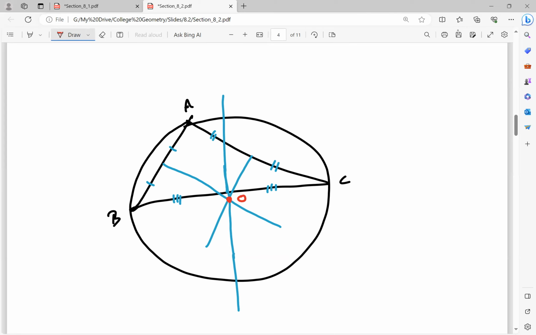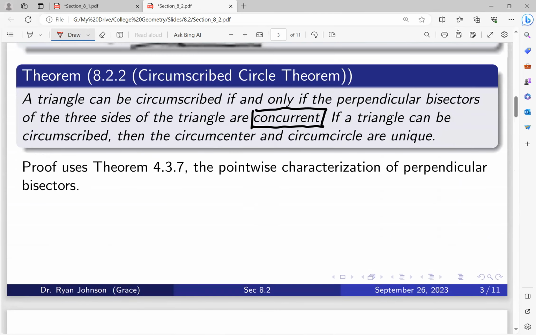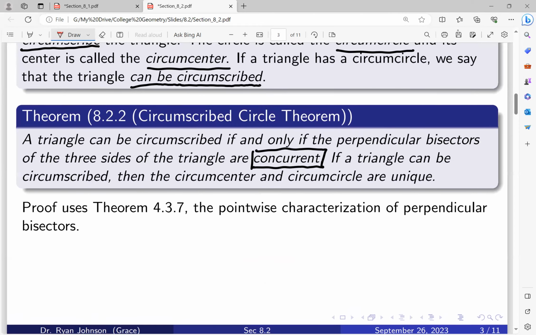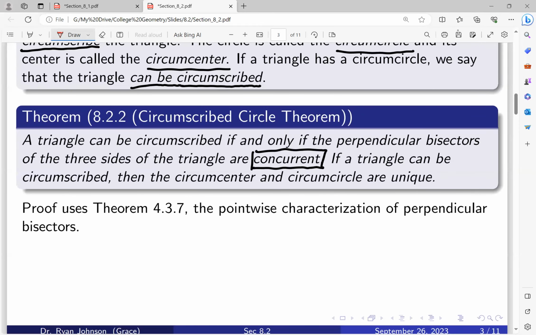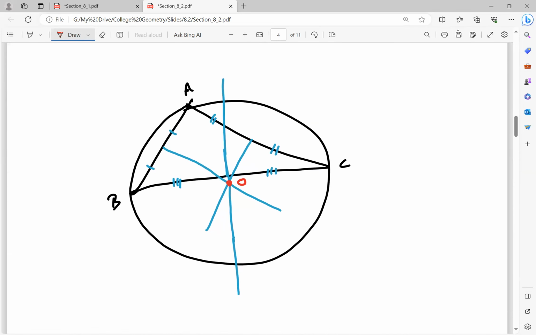Okay. So let's see, our theorem goes both ways. And first we say if it's circumscribed, then the perpendicular bisectors are concurrent. And if it's circumscribed, the circumcenter and circumcircle are unique. Okay, so call this line L, and call this line M, call this line N.